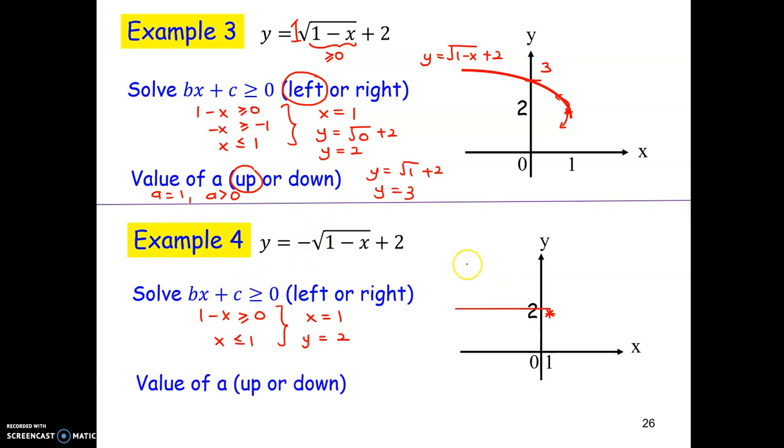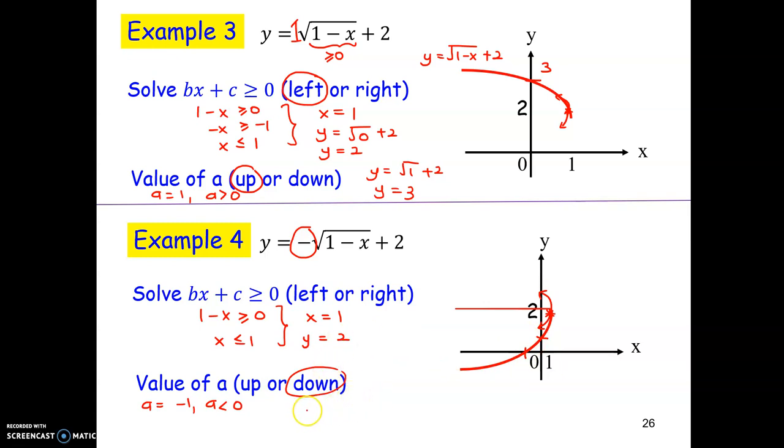So now let us check the value of a. So this one can either go upward or downward. So based on the equation, the value of a is negative 1. A is less than 0, so this one must go downward. And it will touch both the x-axis and y-axis. So let us check both values then.